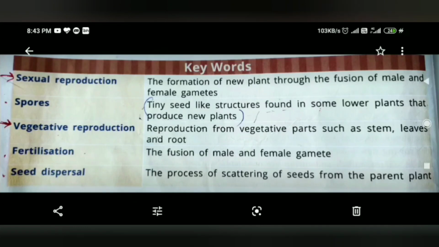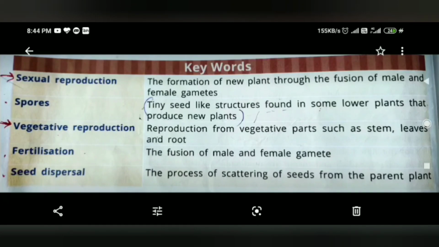Children, now what's your homework? Your homework is, there are certain keywords given on page number 56. You need to learn them. They are small definitions you can easily learn at home. First one is, what is sexual reproduction? The formation of a new plant through the fusion of male and female gametes. Spores: tiny seed-like structures found in some lower plants that produce new plants.